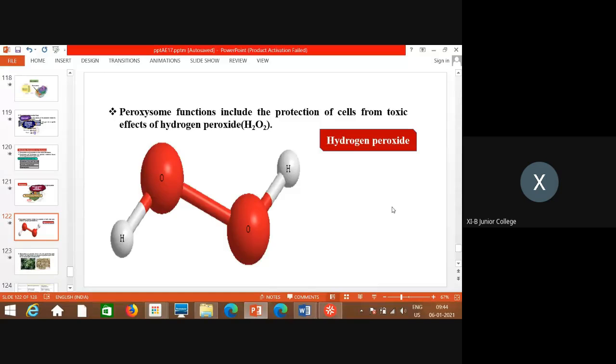Then the peroxisome's role is generally the protection of the cell from the toxic effect of hydrogen peroxide. Hydrogen peroxide is considered harmful, and wherever it is produced, it is toxic in nature. So the cell is protected from the toxic effect of hydrogen peroxide. So peroxisomes play an important role in protection.